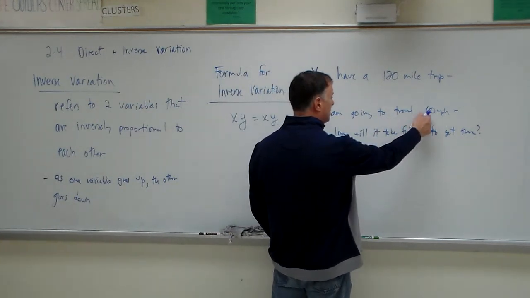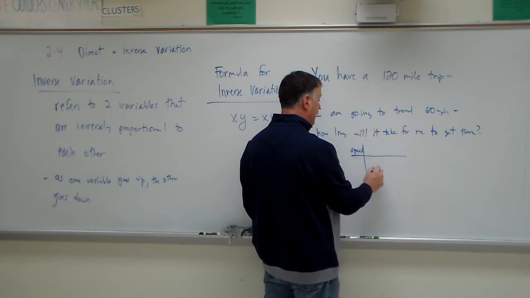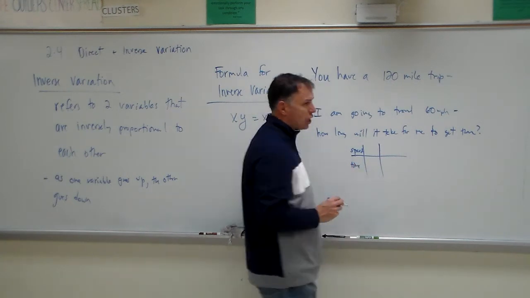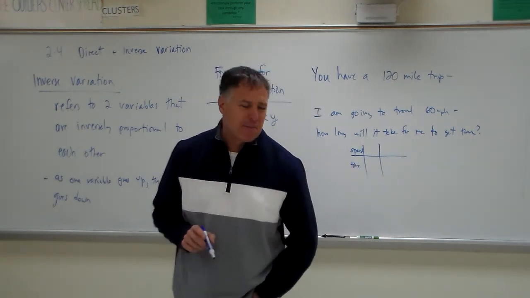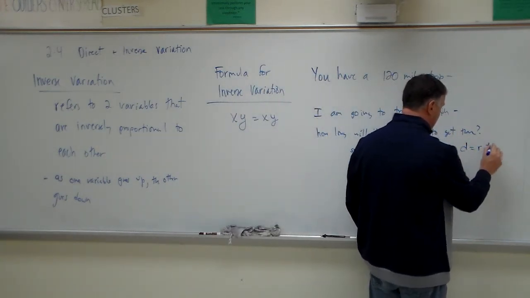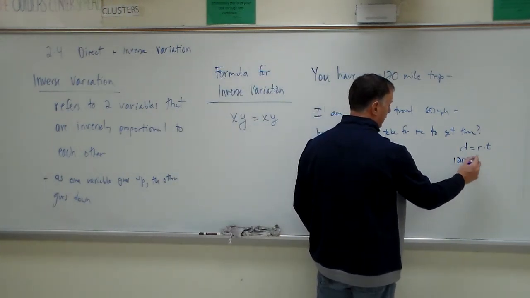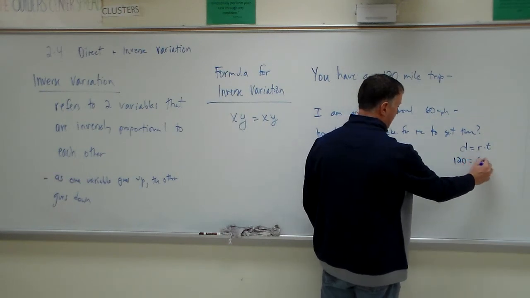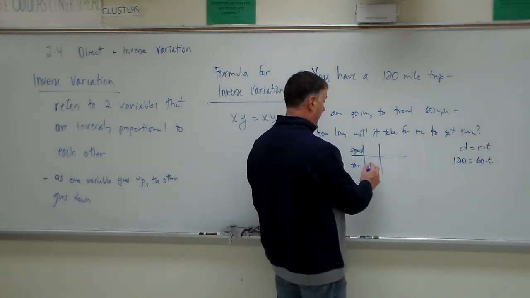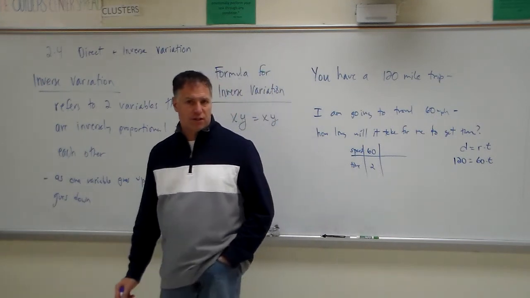So if I go 60 miles per hour, up top here I'm going to put my speed, and here is going to be my time. Now we're talking about distance equals rate times time. So the formula I'm using is d equals r times t. My 120 mile distance, and my rate is 60 times t, so 60 times t equals 120, t equals 2. So if I go 60 miles per hour, it takes me 2 hours to get there.